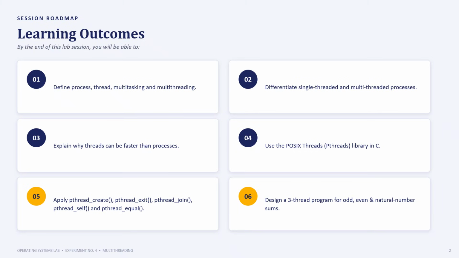Fifth, you will learn 5 important functions: pthread_create, pthread_exit, pthread_join, pthread_self, and pthread_equal. And sixth, at the end, you yourself will design a program with 3 threads: one for odd numbers, one for even numbers, and one for natural number sum. Okay, now let us go one by one.